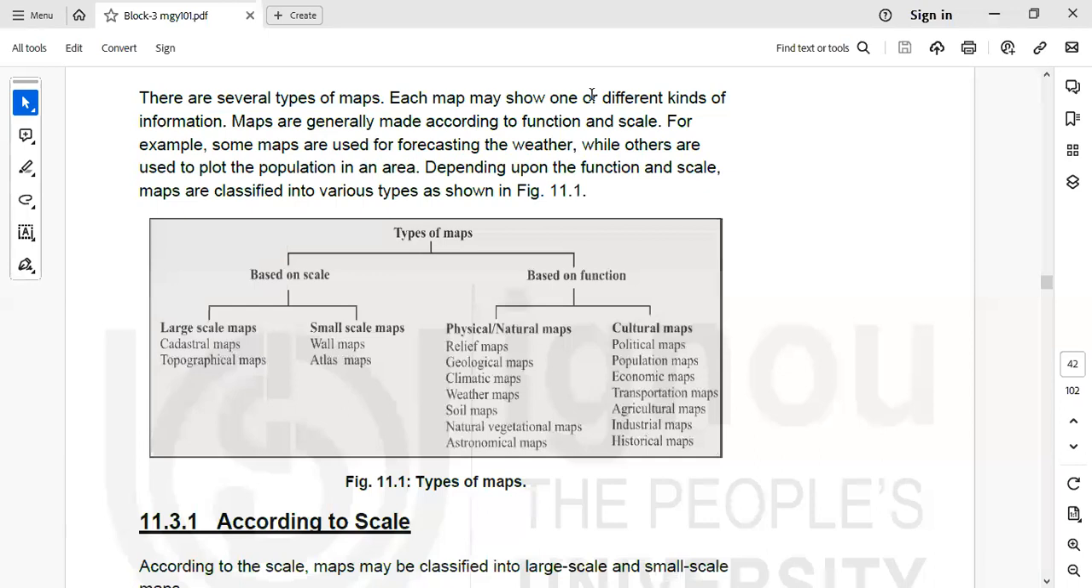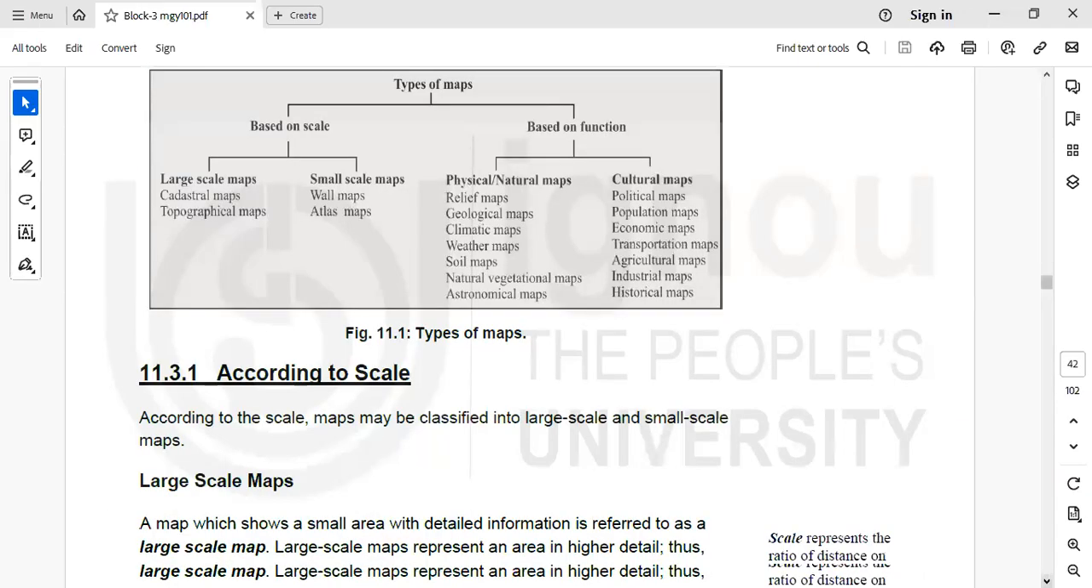Then we have the population map, which shows the population density. Then the economic map shows the various economic zones of the country. Then we have transportation maps, which show the railway lines, roads, or other routes. Then we have the agricultural maps, industrial maps, and historical maps. So these are the main types of maps based on the scale and function.